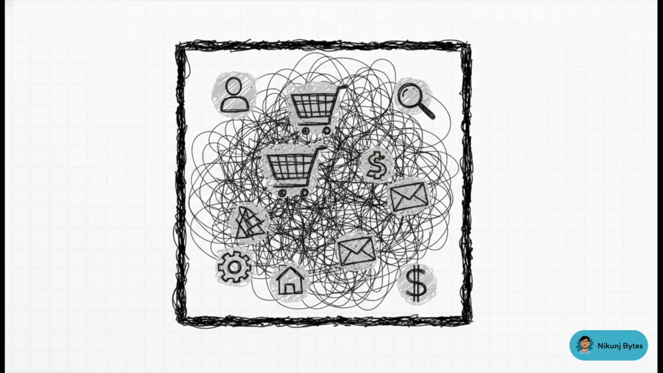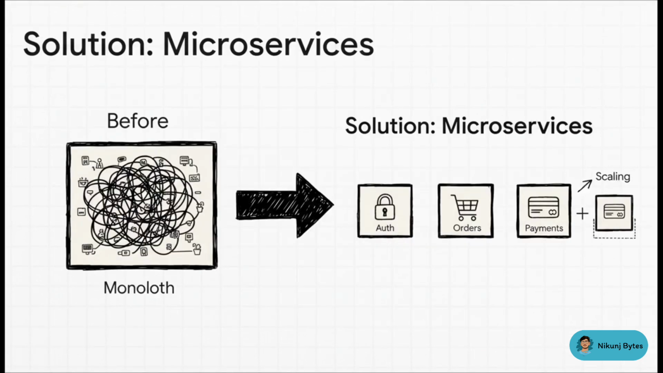And it's a nightmare because making one tiny change to payments could accidentally break the login system. The solution is to break it all apart. So instead of one giant application, we create lots of small, independent applications called microservices. Each one has exactly one job. We have a service just for authentication, another one just for orders, and so on.